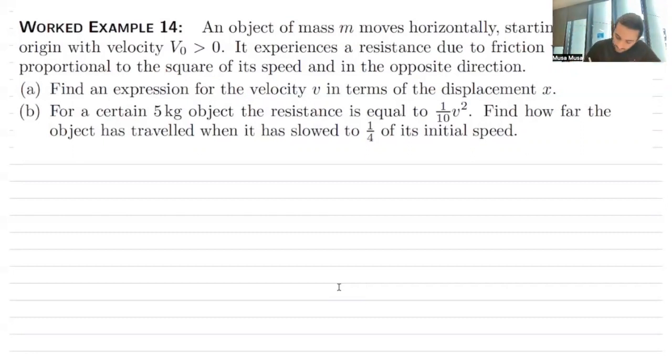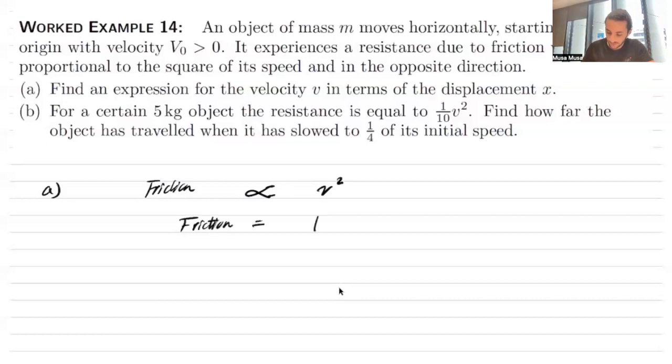And we're going to say, well, the friction is proportional, that's our proportional symbol, to the square of the speed. Okay? Now, so how can we write friction now as a force? Well, if something's proportional, we can write friction as equal to kv squared, where k is the constant of proportionality.